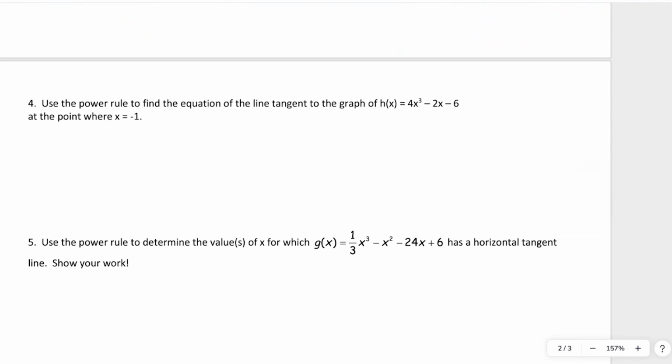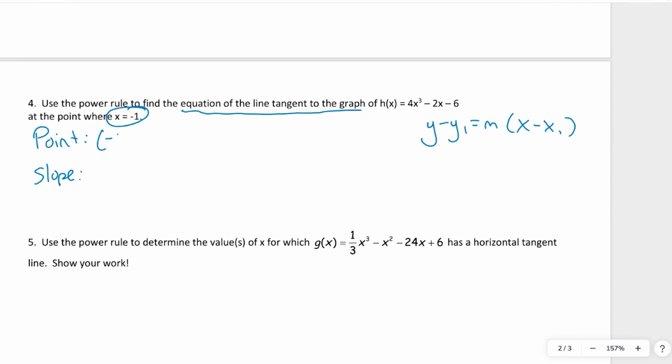Number 4 says use the power rule to find the equation of the line tangent to this graph. Okay, when we're finding an equation of a tangent line, we're going to get ready to use our point slope form y minus y1 equals m times x minus x1. And we need a point and we need a slope. So to find the point, it's saying we want the point when x is negative 1, so we can substitute negative 1 into the original equation.